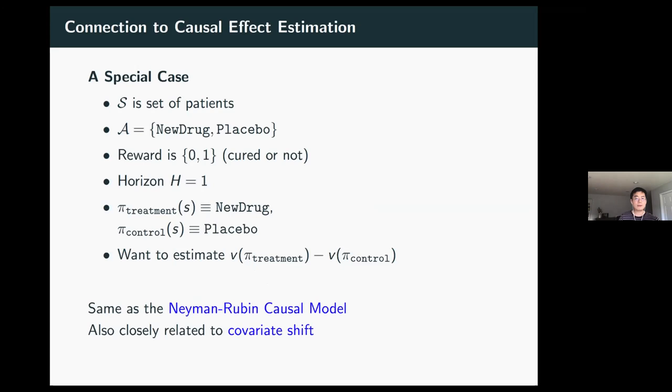In supervised learning, this is also known as a covariate shift problem, where we change the distribution of the input feature X, but the label Y given feature X remains the same. And when you want to train a classifier, you need to address the covariate shift problem between your training data and test data.